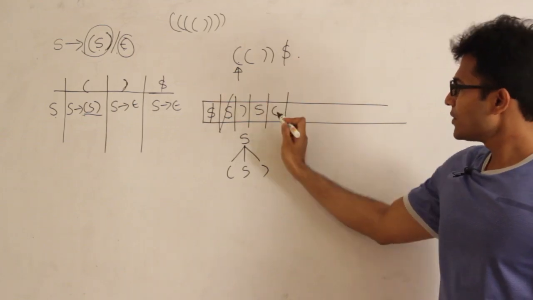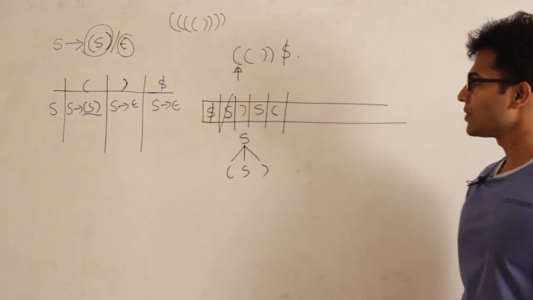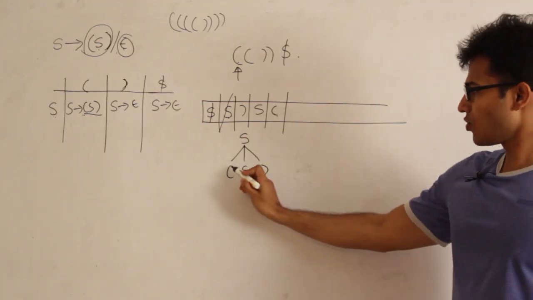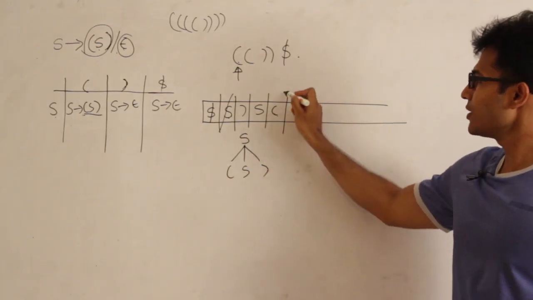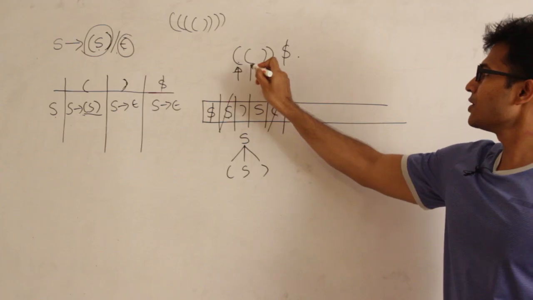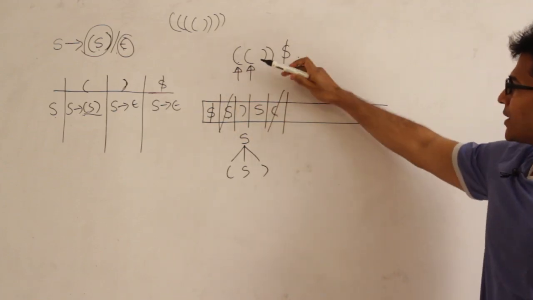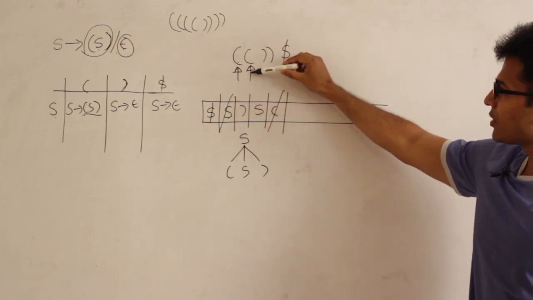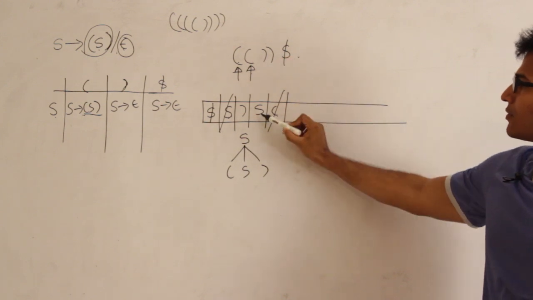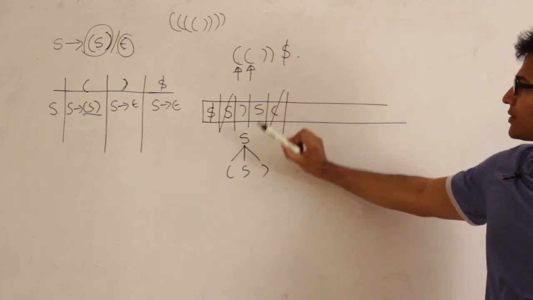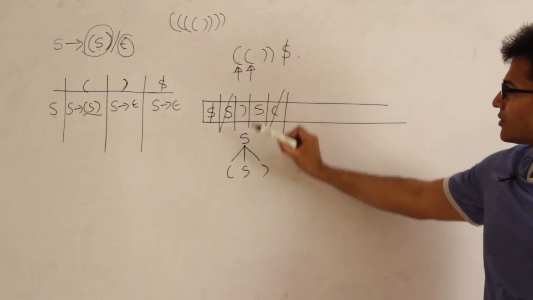Now the top of the stack is open brace and the input is open brace, therefore there is a match. Whatever you wanted to generate, you generated it. That is why we pop off the stack and increment the input pointer. And now what is it that we want? Close brace. And what is the symbol we are looking at? Open brace.